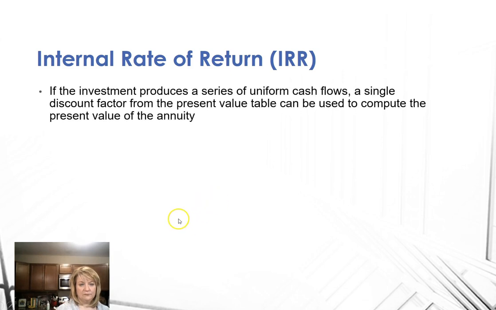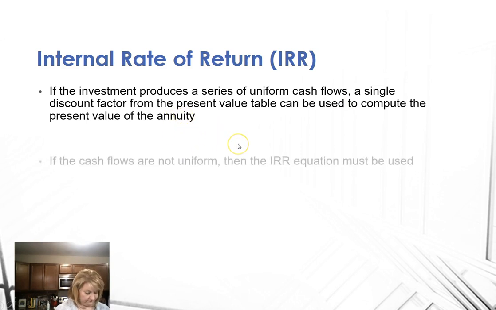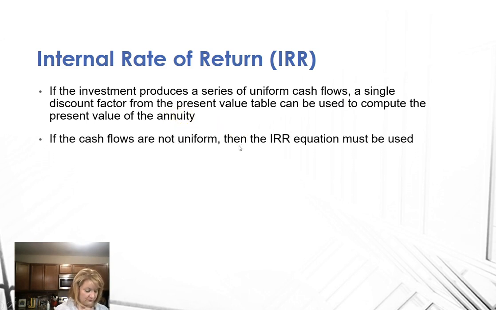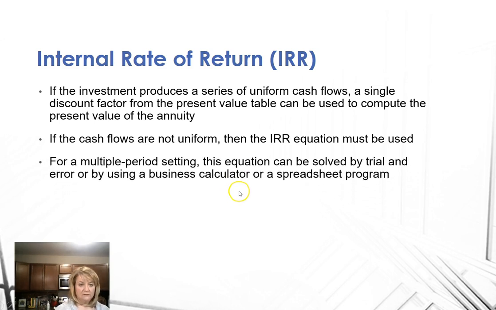If the investment produces a series of uniform cash flows, a single discount factor from the present value table can be used to compute the present value of the annuity. If the cash flows are not uniform, then the internal rate of return equation must be used. For a multiple period setting, this equation can be solved by trial and error by using a business calculator or a spreadsheet program. I have used my business calculator that I had in college.